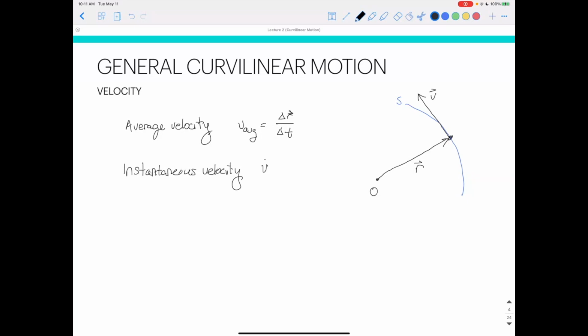So our instantaneous velocity v, sorry, I guess v average is also a vector. Our instantaneous velocity v is equal to the derivative dr dt.